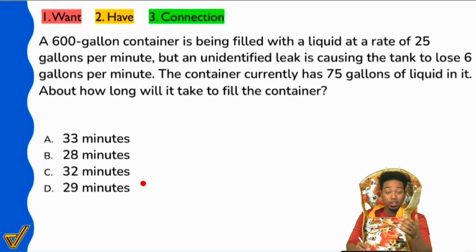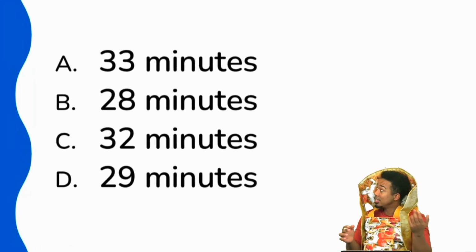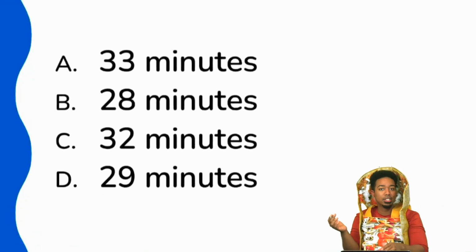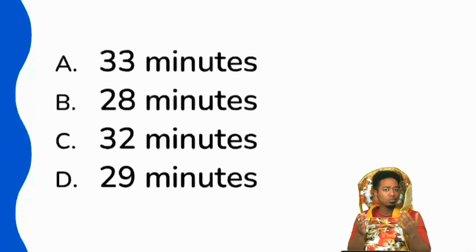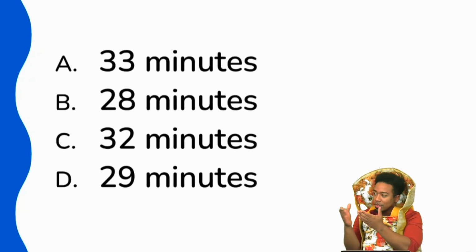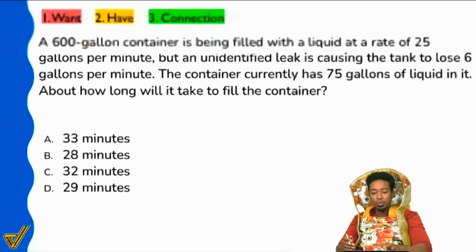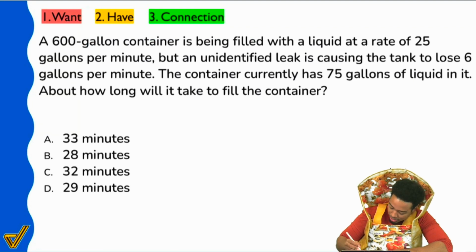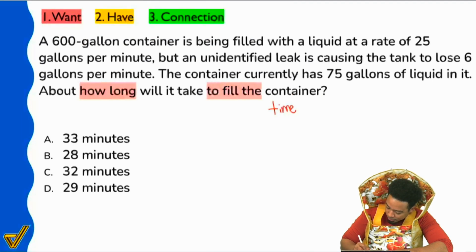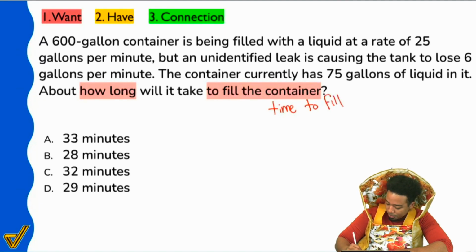We can take a look right over here. It says time. Everything here says minutes. So we're looking for a time period. Now, is that automatically going to tell us what topic we're doing? No, but it's going to give us a hint in terms of the direction we should be pointing ourselves in. We're trying to find a time period. We want to know how long it'll take to fill the container. So we can write that here. Time to fill equals blank minutes.